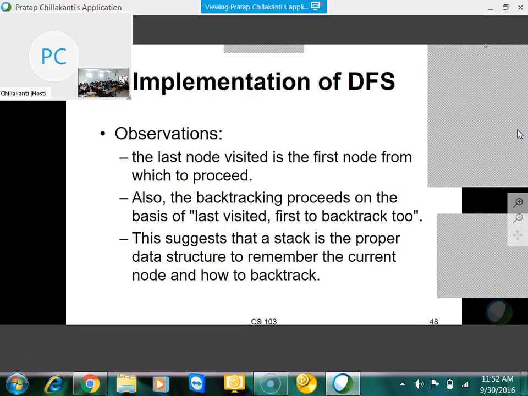So the last node visited is the first node from which you have to proceed. So the backtracking, if you have noticed one thing, when they said back to 2, that's what they were doing, right? They were backtracking. So the way it proceeds is last visited, first to backtrack to. Now the moment you know last visit and first to backtrack to, you should immediately think of push and pop, and that is stack, right? So typically we use a stack to remember the current node and how to backtrack to it.